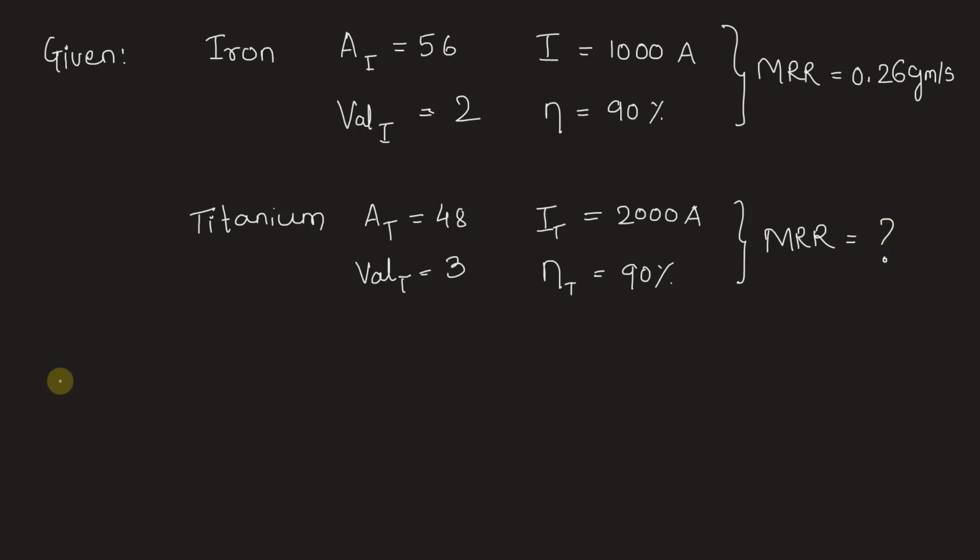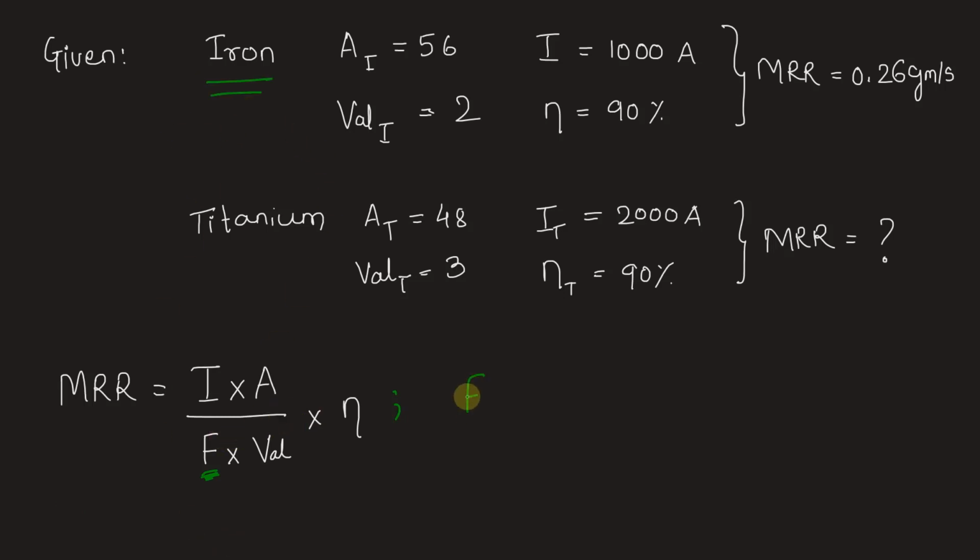Now the formula for material removal rate in terms of all these given quantities is: current passed into the atomic weight of the material, divided by Faraday's constant into the valency of the material into the current efficiency eta. So for iron, we can substitute these given values and find out the Faraday's constant. Faraday's constant has a unique value, but if you don't remember that value, you can find it out using the information given for iron.